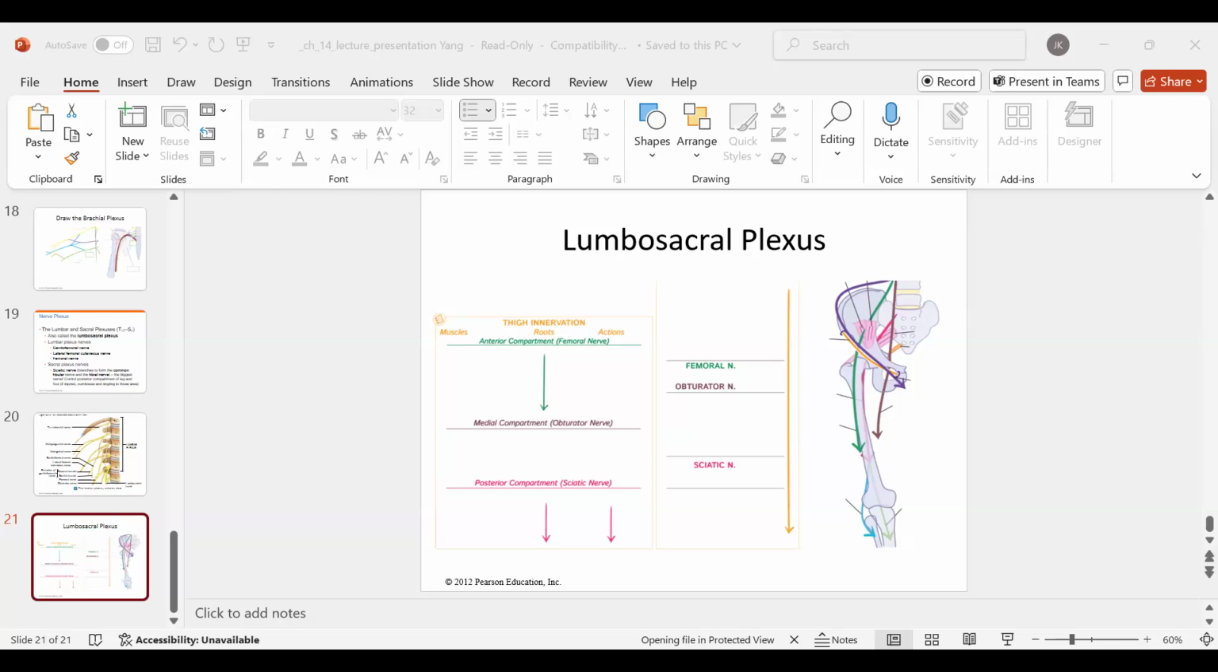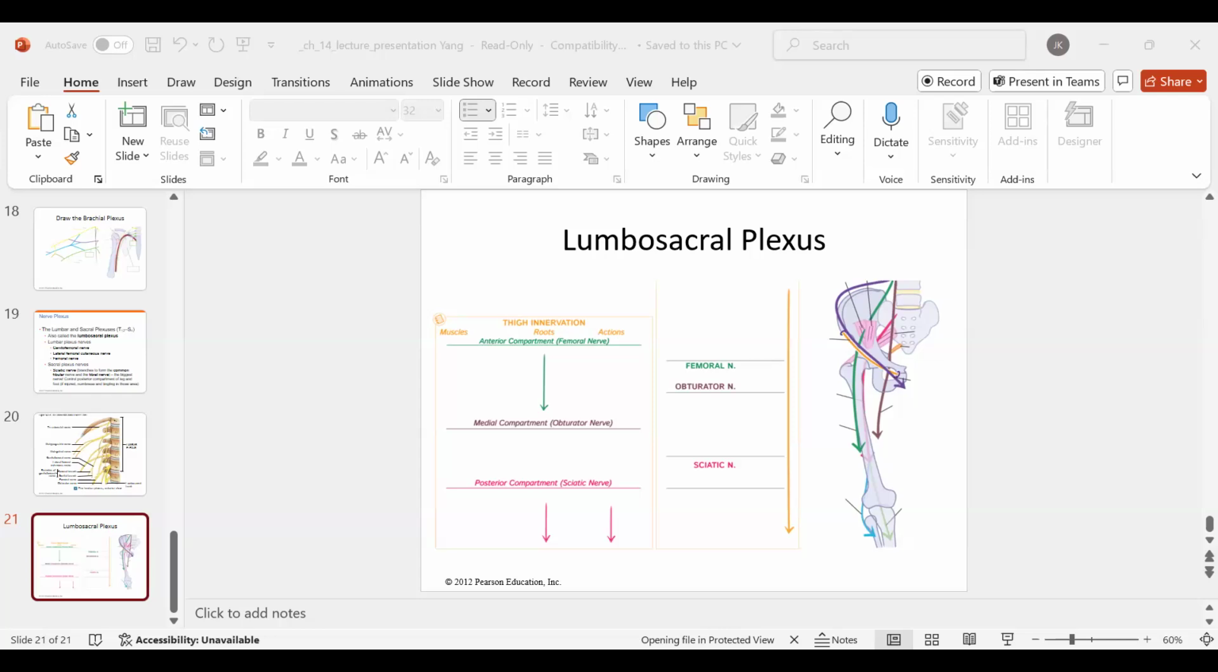Next, include a portion of the iliacus laterally and psoas major medially, which together form the iliopsoas. Show that the femoral nerve exits the pelvis, passes in between the psoas and iliacus muscles, underneath the inguinal ligament.